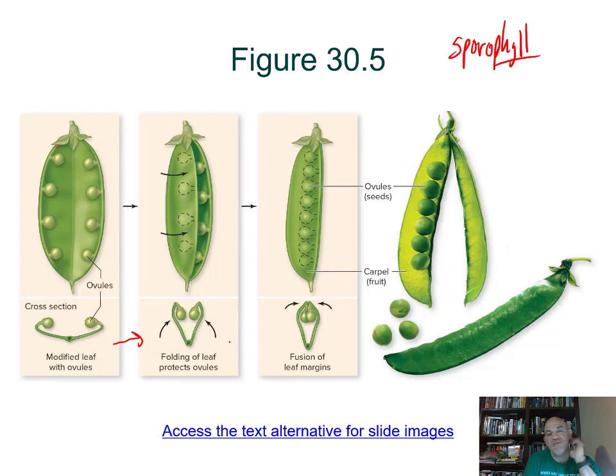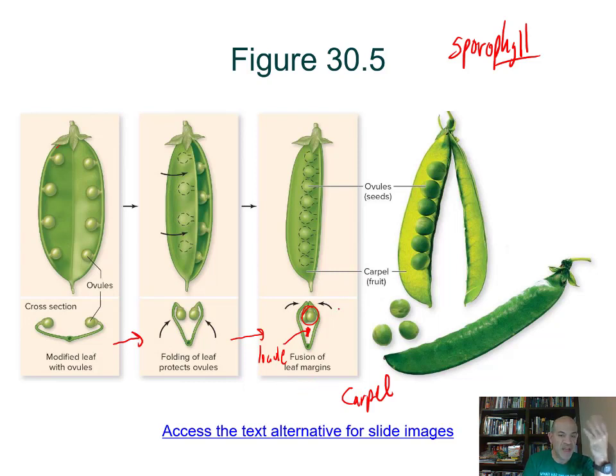The leaf begins to fold over, maybe over many generations of a lineage of plants. And eventually you have the entire leaf folded inward. So the sporophyll now becomes an enclosed structure. And this enclosed structure is now what we would call the carpel. And the carpel would have a chamber in there. So you can see the chamber in there. And that chamber is called a locule. And it's within there that those ovules are produced.